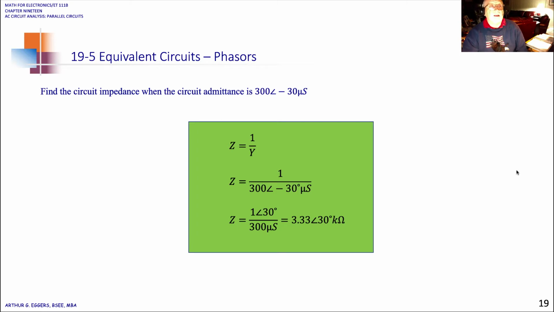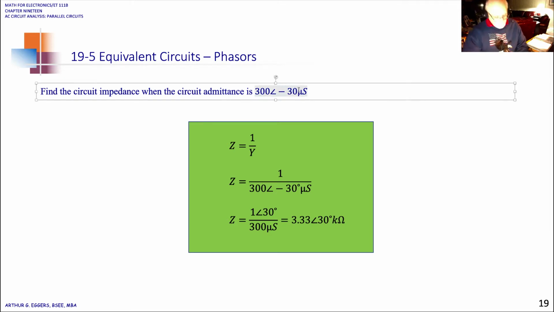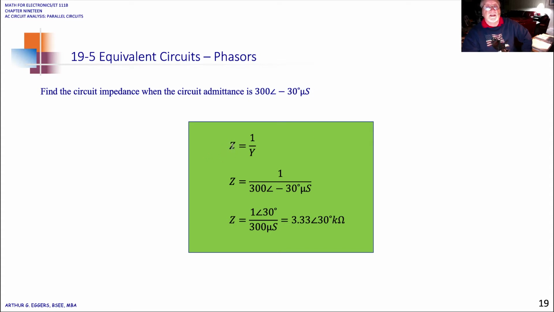So in finding a circuit impedance when the circuit admittance is 300 at an angle of minus 30, that should be degrees, let's put it in there, 30 degrees microsiemens. So Z, in this case the impedance, we know is equal to 1 over Y. So Z then, where the admittance Y is equal to 1 over 300 at an angle of minus 30 degrees in microsiemens.